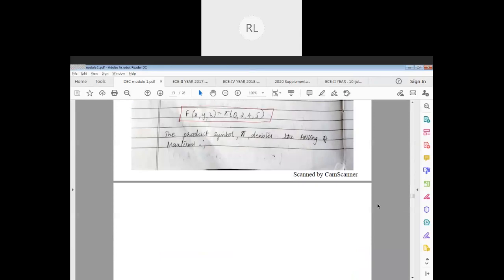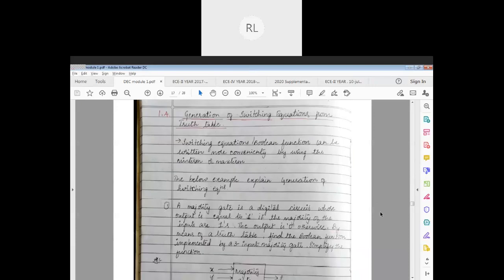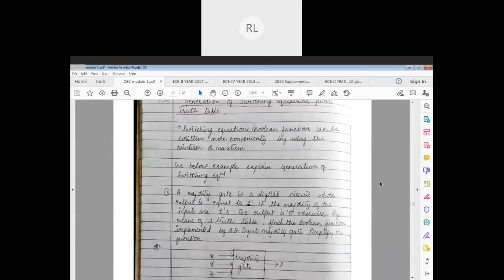So these problems were discussed in the previous class, and conversions, taking complement. Switching equations or Boolean function. You can make note of this heading: generation of switching equations from truth table.